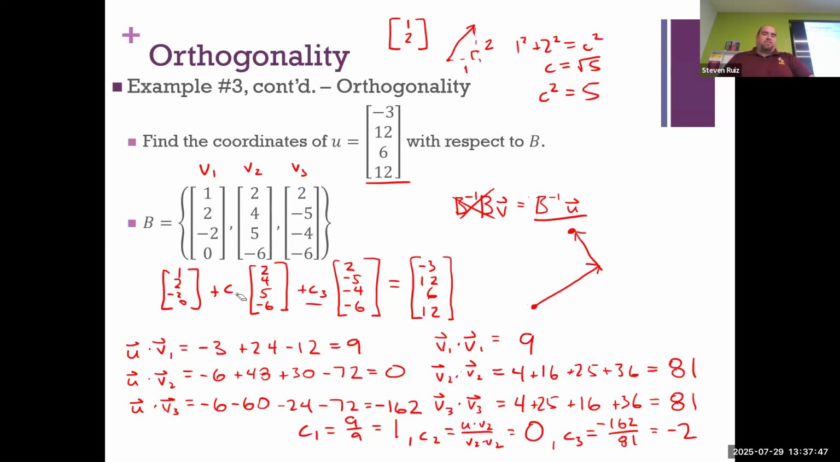So if what I told you is true, then I should be able to drop these things in. 1 of these plus 0 of these minus 2 of these should give you the vector that I wanted to find. Do we believe it does?